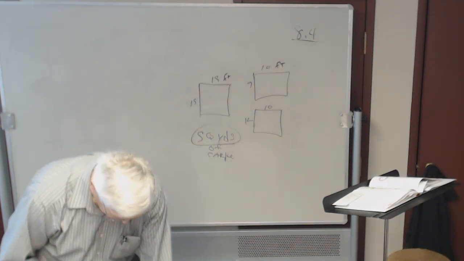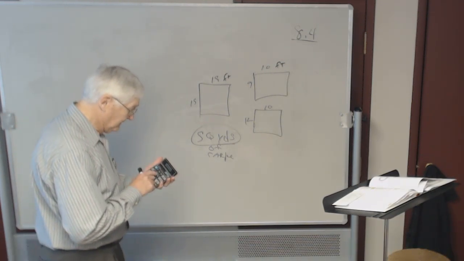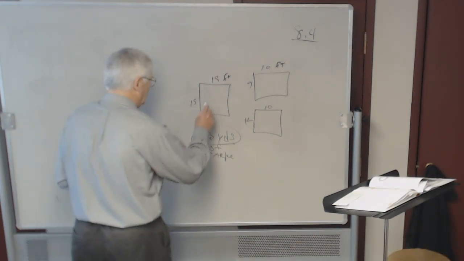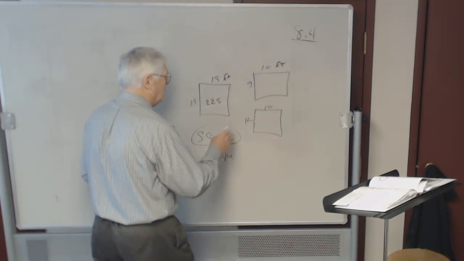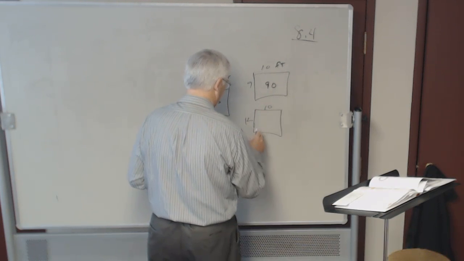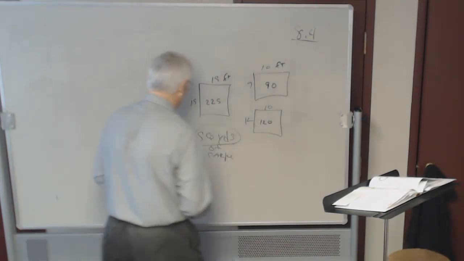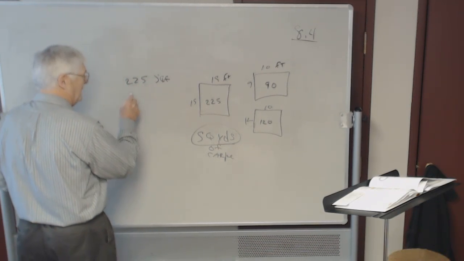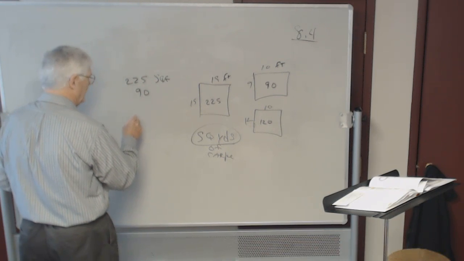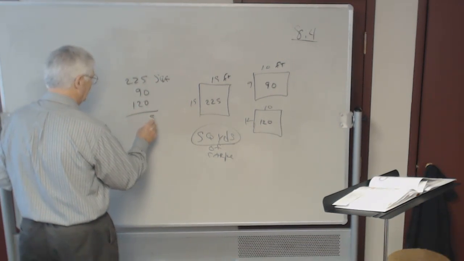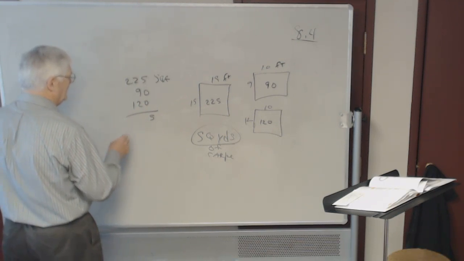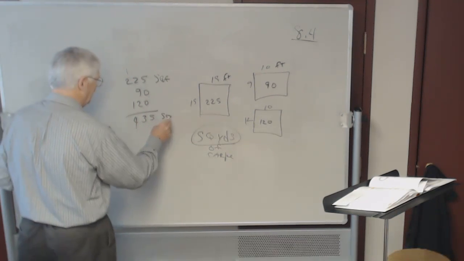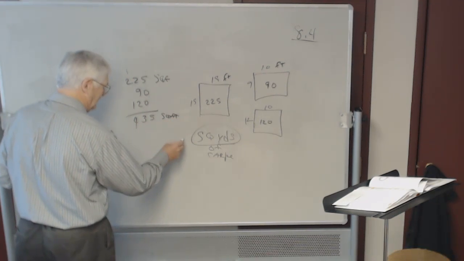Well, let's see. What's 15 feet times 15 feet? 225. 9 by 10, 90. 10 by 12, 120. So 225 square feet and 90 square feet and 120 square feet comes out to be 435 square feet. So how many square yards would that be?